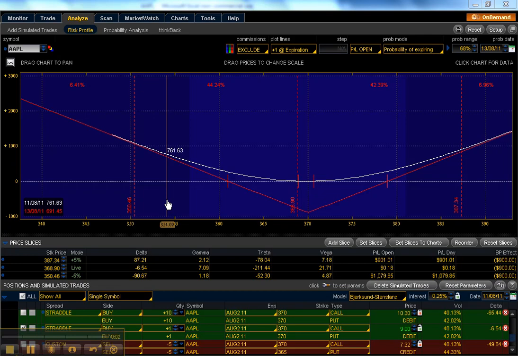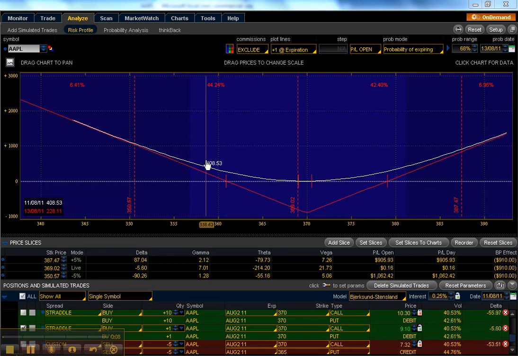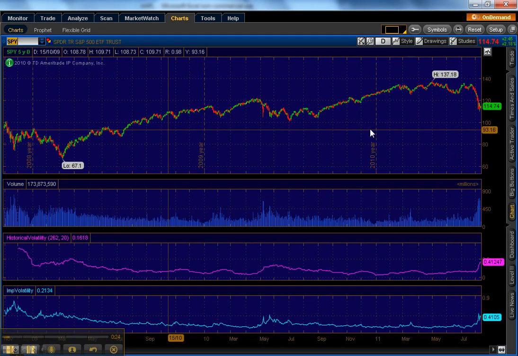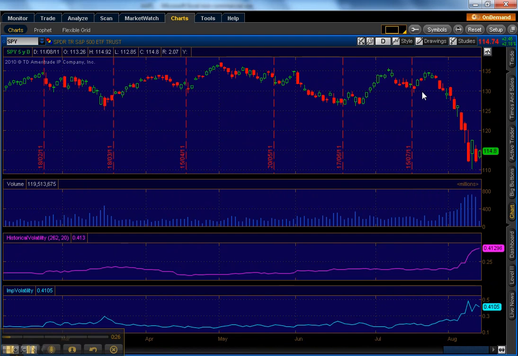Hi guys, I wanted to go over a potentially winning option trade for tomorrow. Tomorrow is Friday, the 12th of August 2011, and we've seen a very volatile couple of weeks in the markets, especially last week, with the market crashing tremendously. For example, you can see here the SPY, S&P 500.